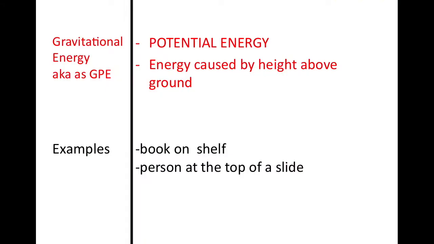Gravitational energy is another form of potential energy. This is where energy is caused by the height above the ground. For example, you might have a book on the high part of a shelf, or a person at the top of a slide. Let's talk about this more in detail.